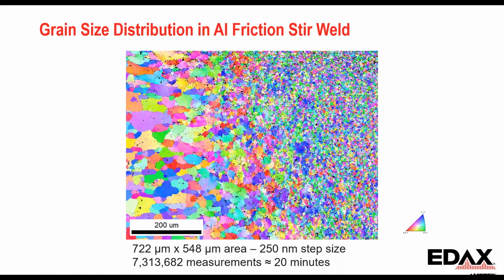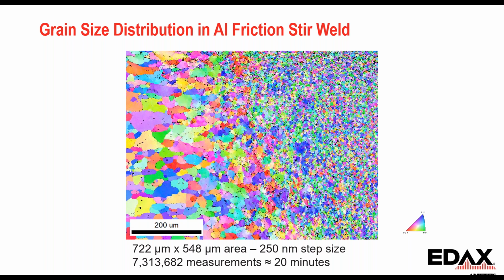Another example where I think the power of the high-speed Ultra comes into play is something where there's a wide range of grain sizes. So this is an example from a friction stir weld in aluminum, and we're looking right along the heat affected zone of the weld here. On the left, we have the base metal, and on the right, we have the weld nugget, and as we go through, you can see that there's a significant difference in grain size from the left to the right.